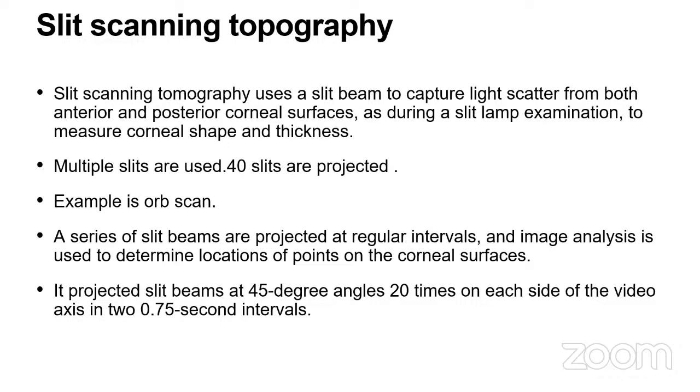An example based on the slit scanning principle is Orbscan. A series of slit beams are projected at regular intervals and image analysis is used to determine locations of points on the corneal surface. It projects slit beams at 45-degree angles, 20 on each side of the video axis, in 2.75-second intervals.